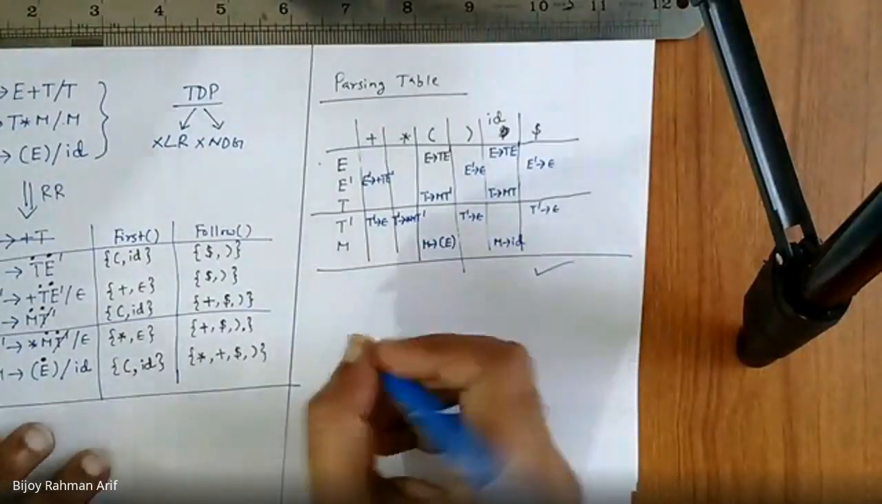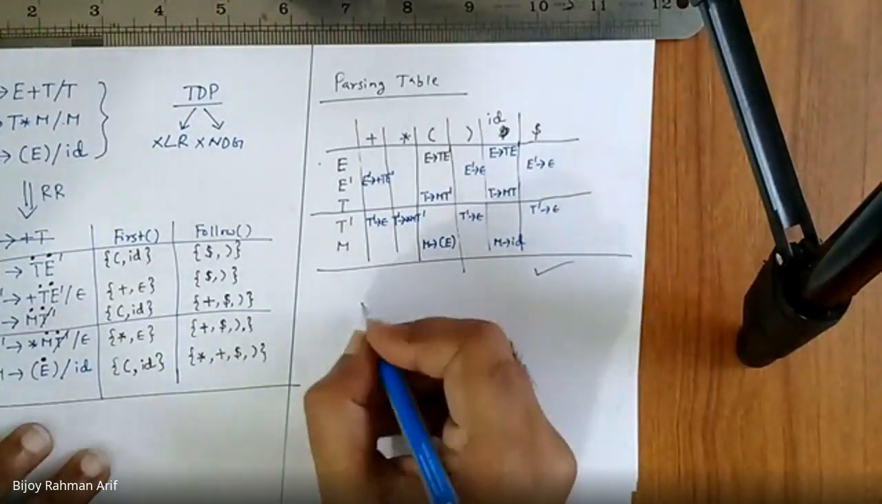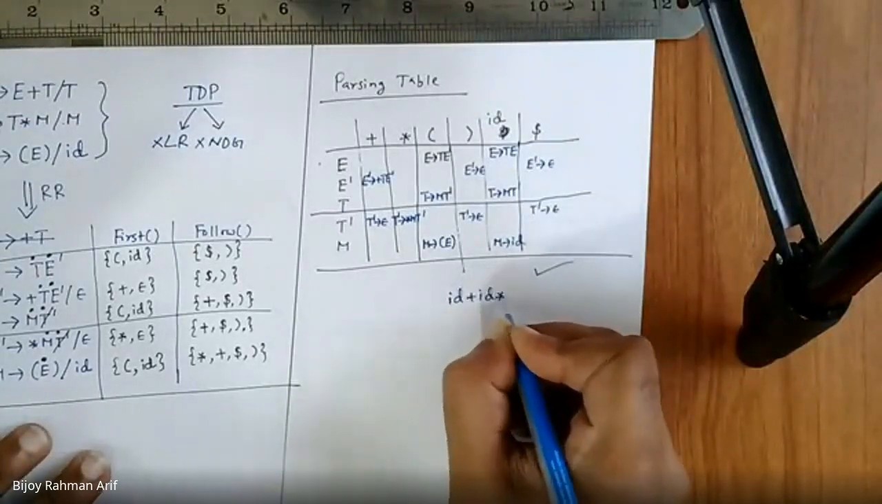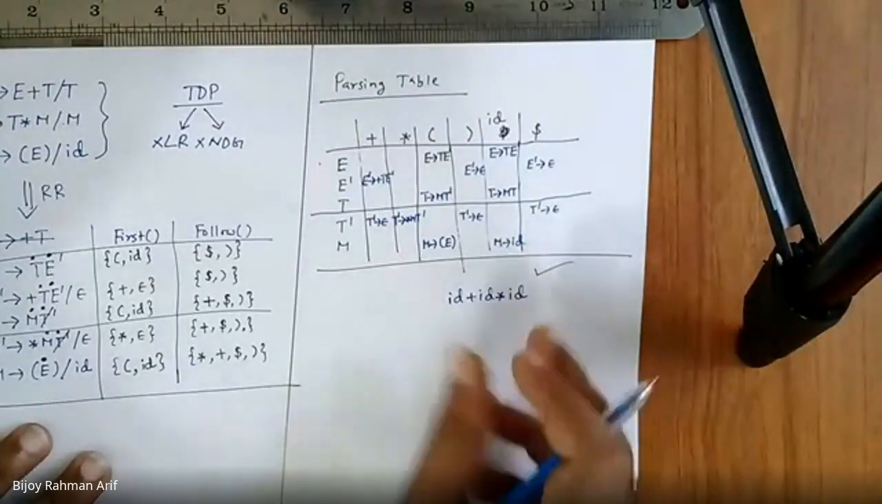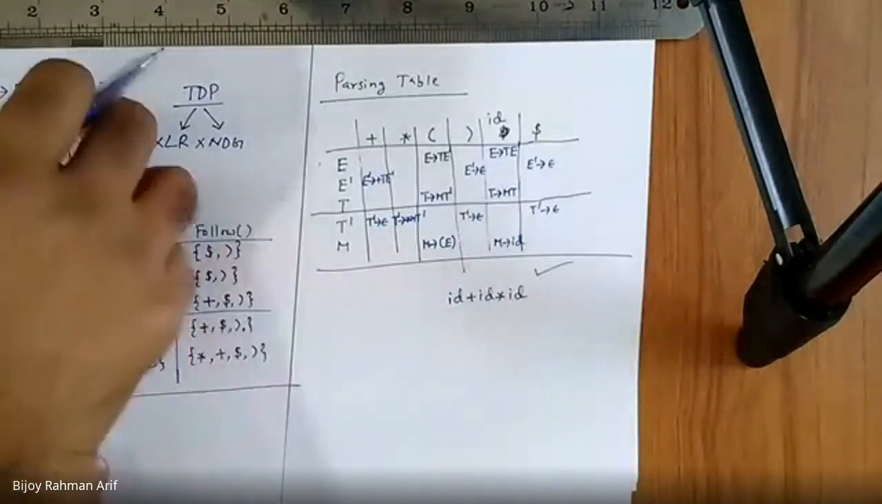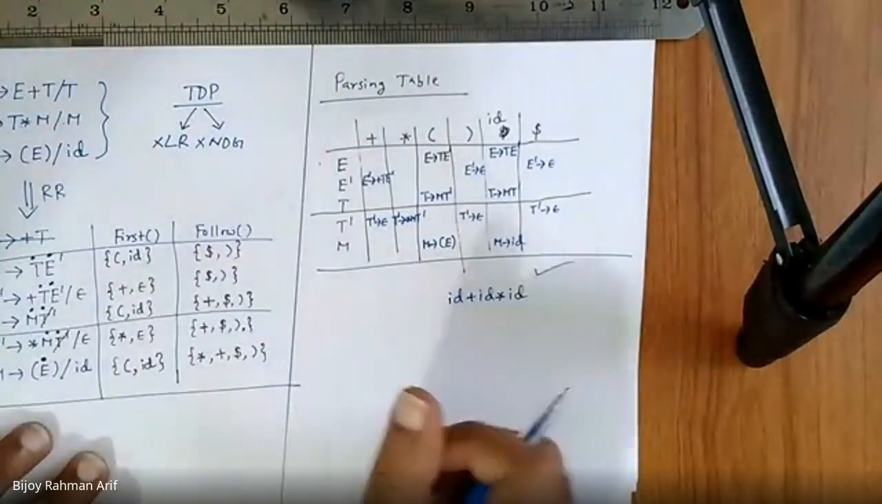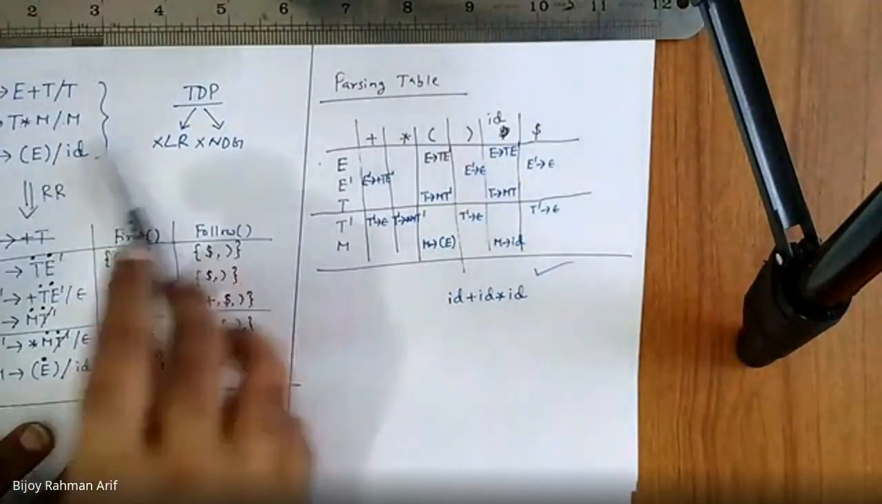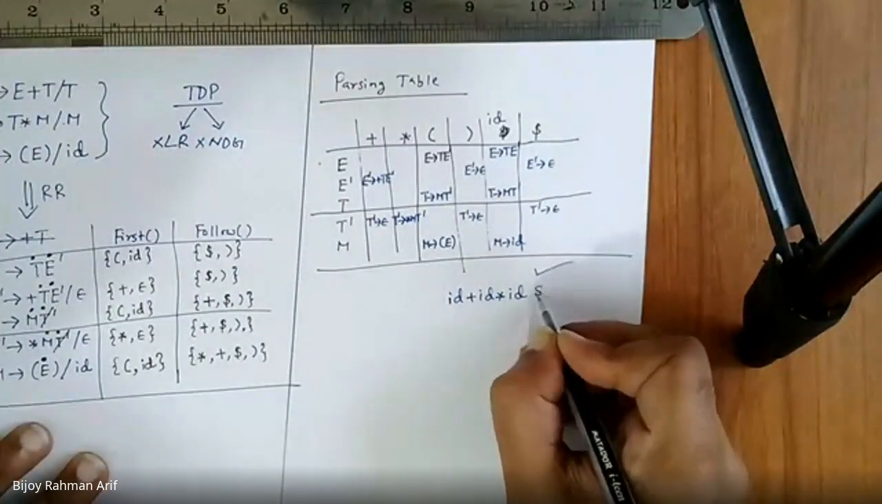Let's start this way. Let's take a string: id plus id star id. We try to parse this one. And we know that we can parse this one using this grammar. We have parsed it before. So what can we do? At the end, we are going to put a dollar sign here.